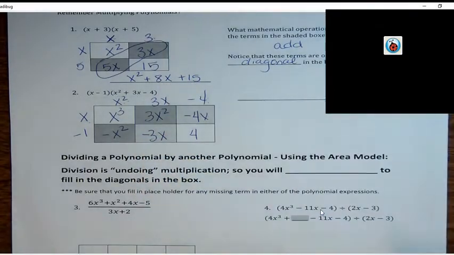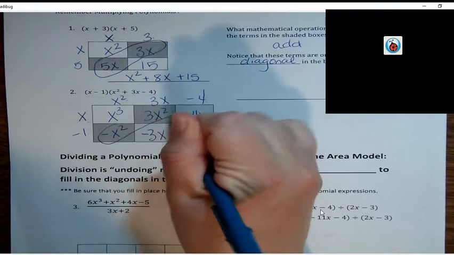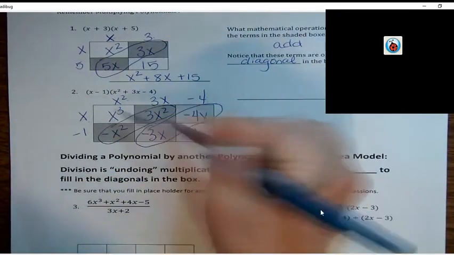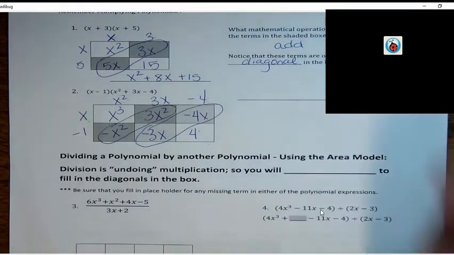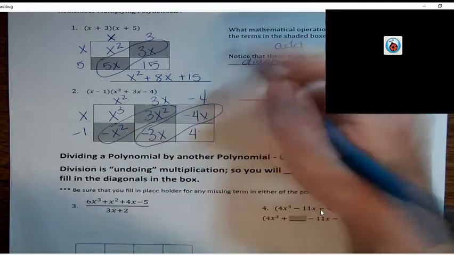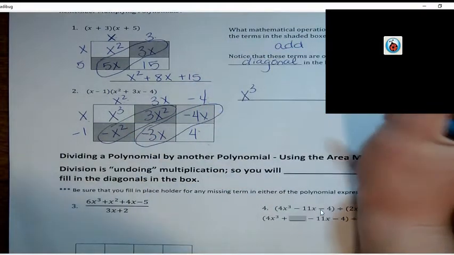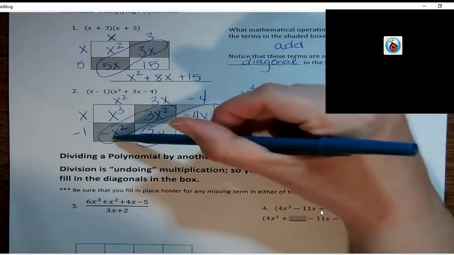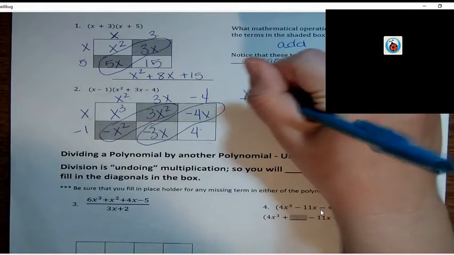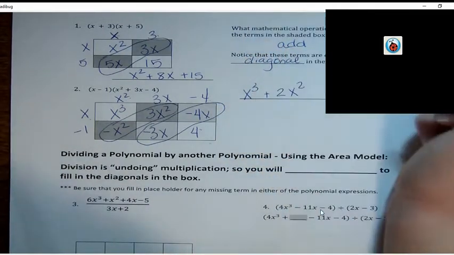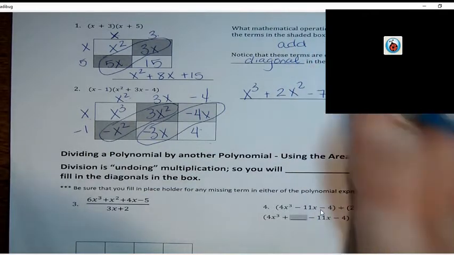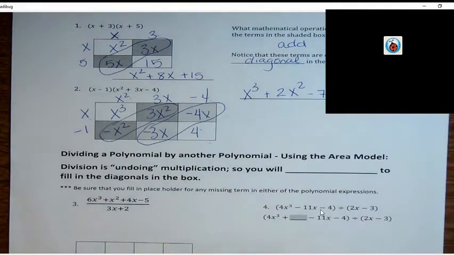Okay, now notice the boxes that have the same color are like terms. Not true for these two guys. Those are two separate ones. So we're going to combine those. X cubed is by itself. So I'm going to write x cubed right there. 3 minus 1 x squared is going to be positive 2x squared. And -4x and -3x is -7x. And then +4 at the end. So that is our product.